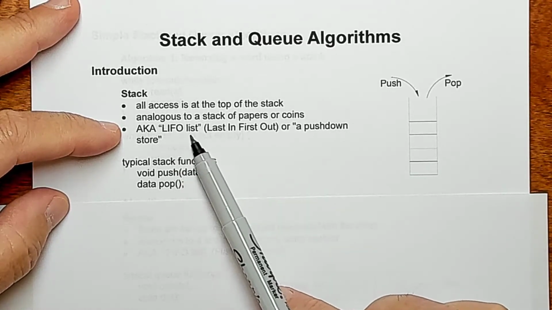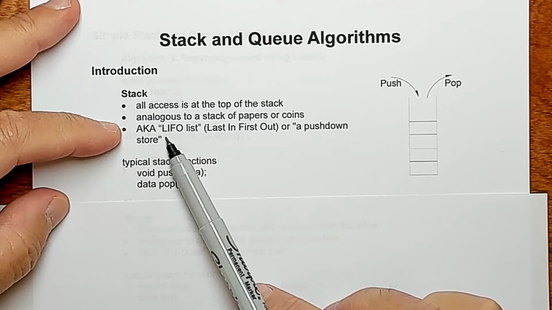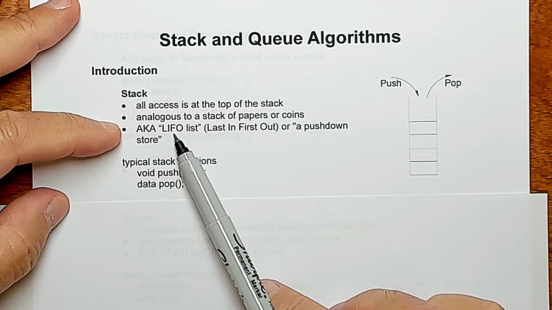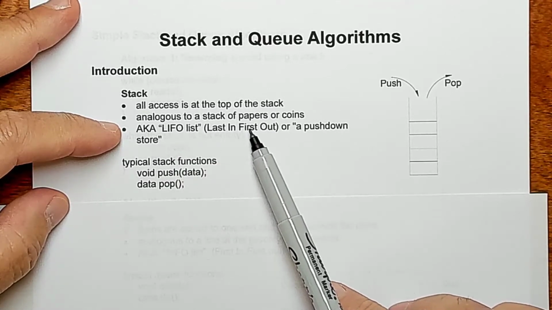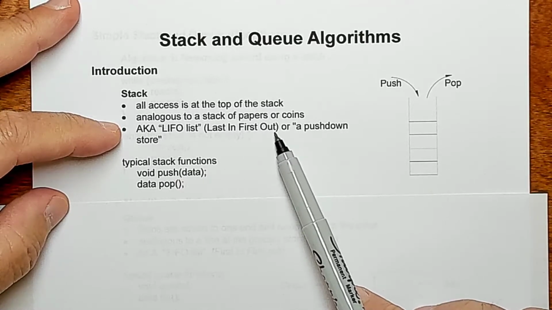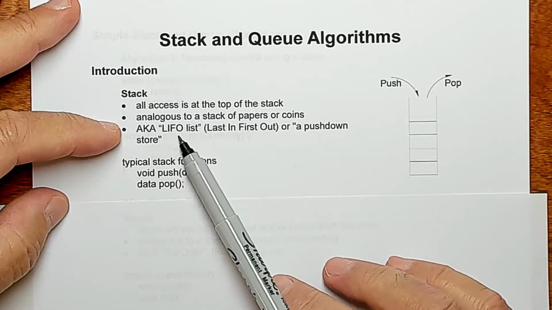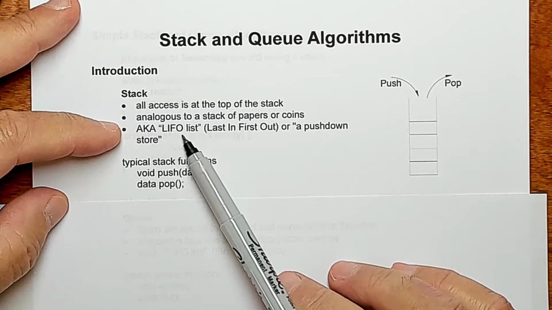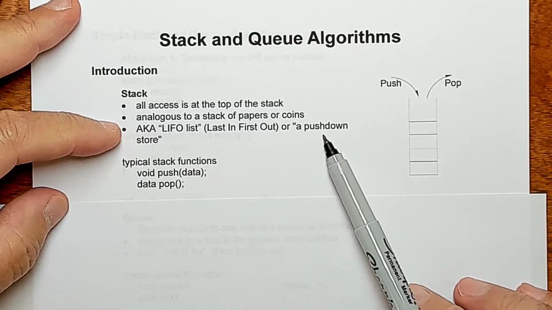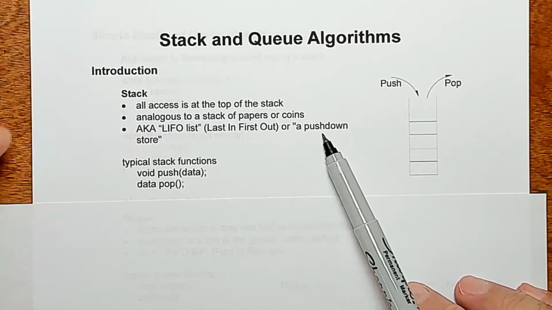I personally don't really like that term. I think the terms last and first are kind of relative, and when you start thinking about the algorithm that's using the stack, it gets a little confusing. But this is the classic definition or the classic name for these things. Sometimes they're also called a push down store, which I kind of like better.